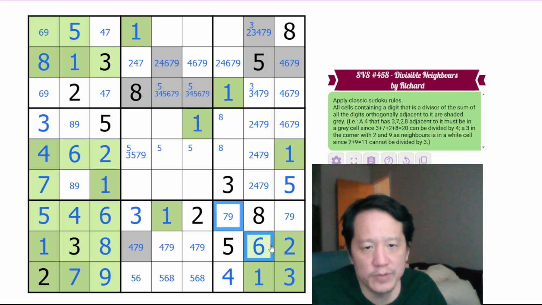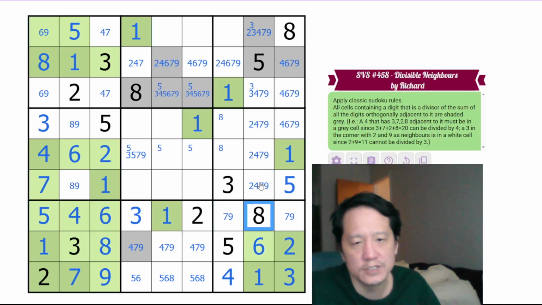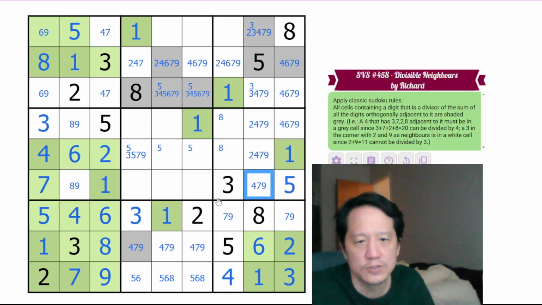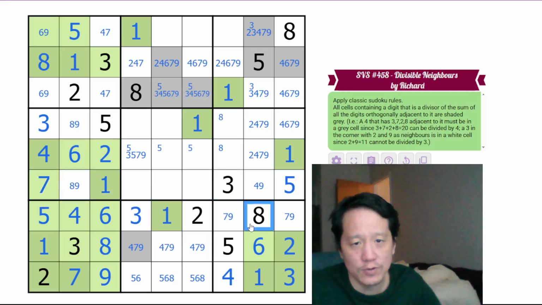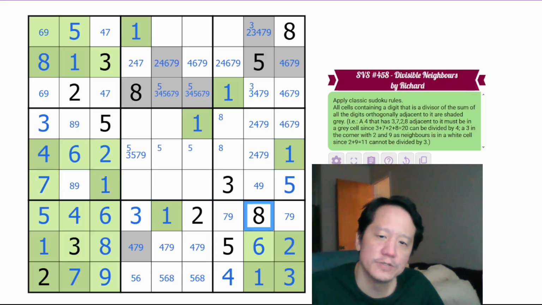If the sum of these right now is 16 plus 6, which is 22. If you have 2 here, that would be 24, which is divisible by 8, so this cannot be 2. This can't be 7 because of 7 in the row. And so this is satisfied now.